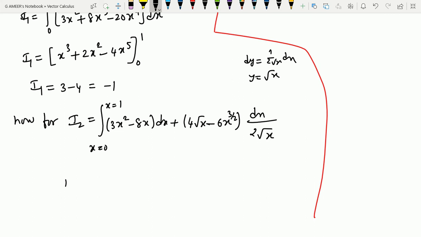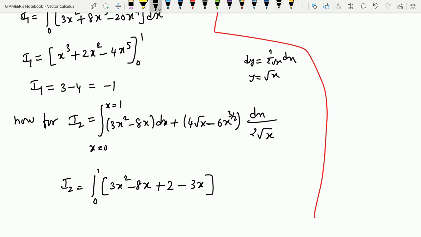So now I2 will become integration from 0 to 1. The first term is 3x square, the next term is 8x, and the next term is divided by 2 root x, so only 2 is left. Then divide with 2 root x, 3x square will be there. So 2 1 ja, 2 3 ja, root x cancels, that is 3x. So limits from 0 to 1. Now integrate this.